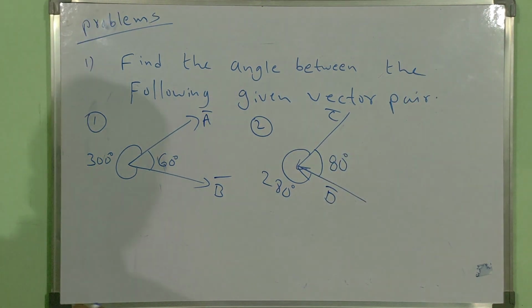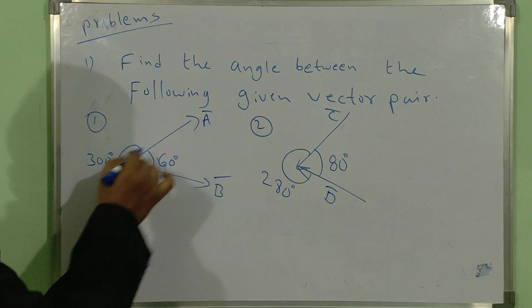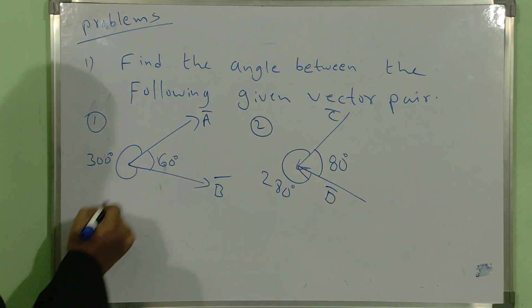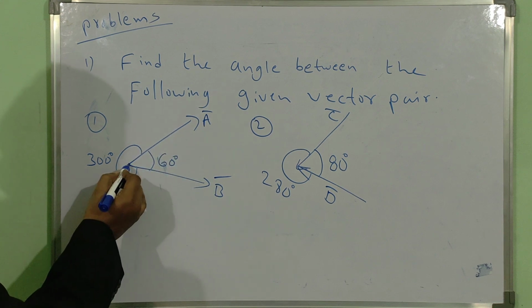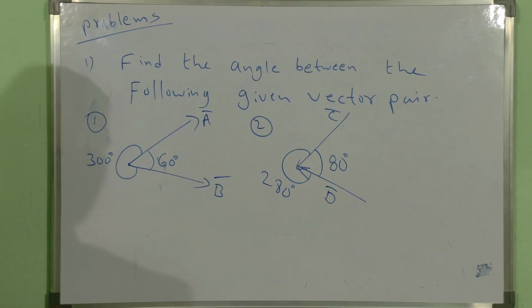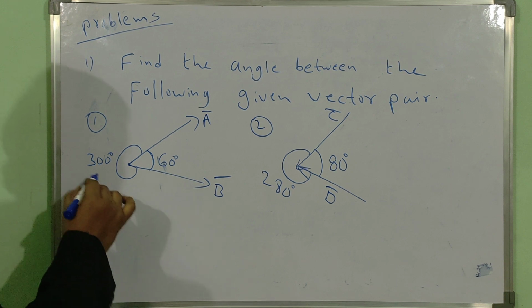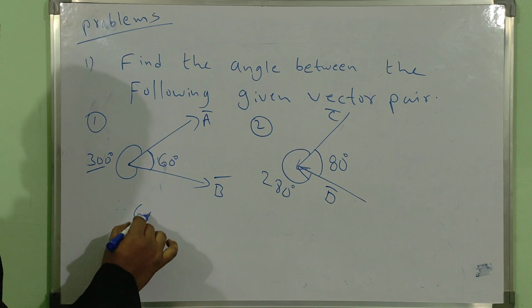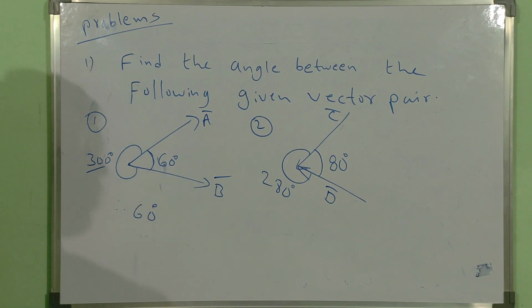Here, first condition, both tails meet together. Vector A bar tail and vector B bar tail meet together at this point. First condition satisfied. Second condition, the smaller angle is the angle between the two vectors. When compared to 300, 60 is the smaller angle. Therefore, 60 degrees is the angle between the two vectors.